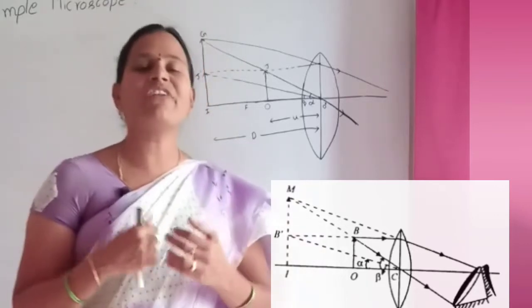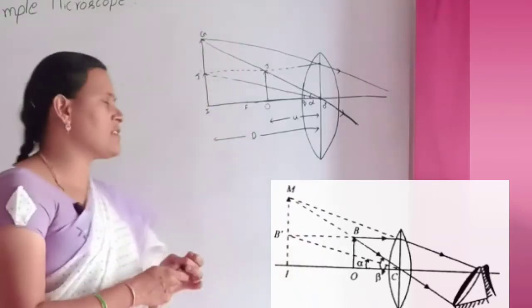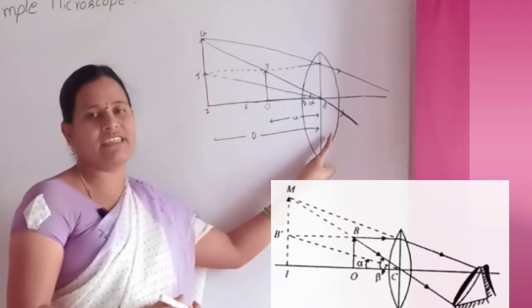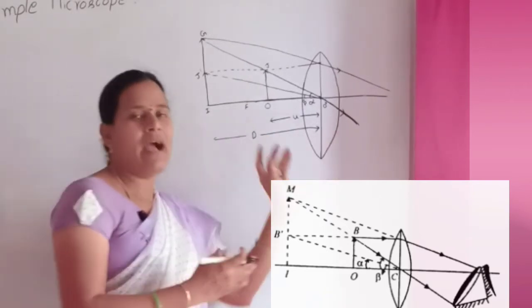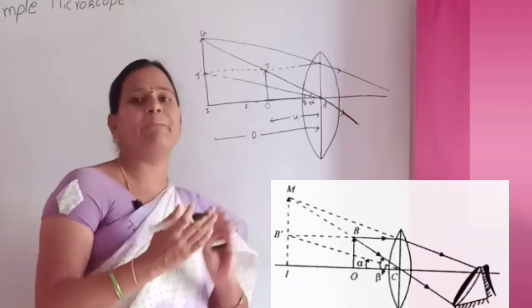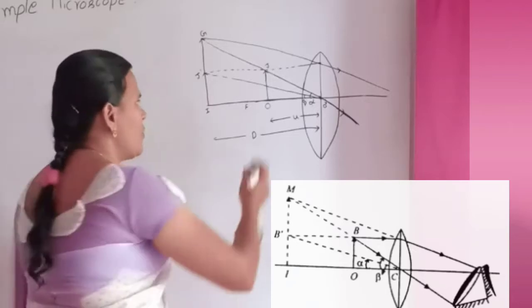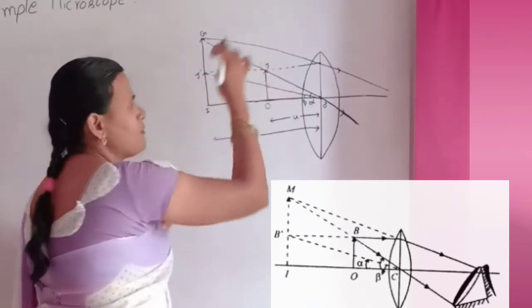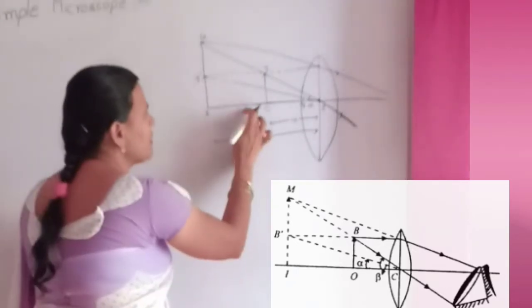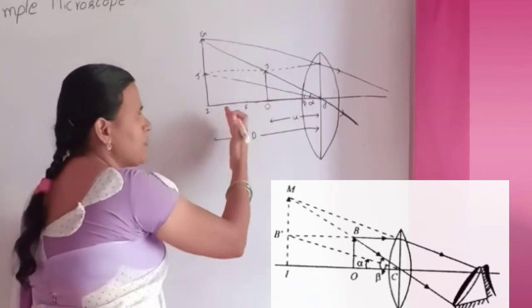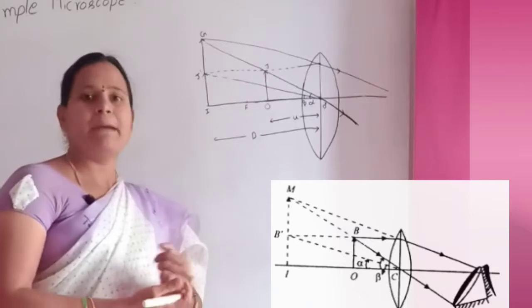So here is how it is constructed. Once observe, one convex lens is in the simple microscope and the object will be placed within the principal focus of the convex lens. So here OJ is the object. It is placed within the principal focus. You are observing the focus F. So within the principal focus the object is placed.